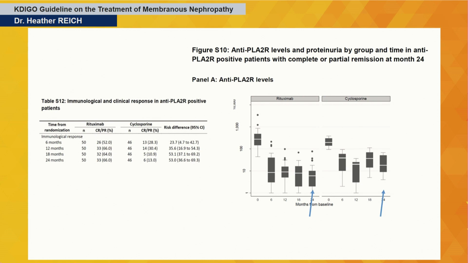Now, these could be patients that are about to relapse. We don't know, but it would suggest that there's still a little bit more that we need to learn about the relationship between PLA2R and clinical disease activity. And 3 months perhaps may be a little bit early to consider that a full immunologic response has not yet occurred.